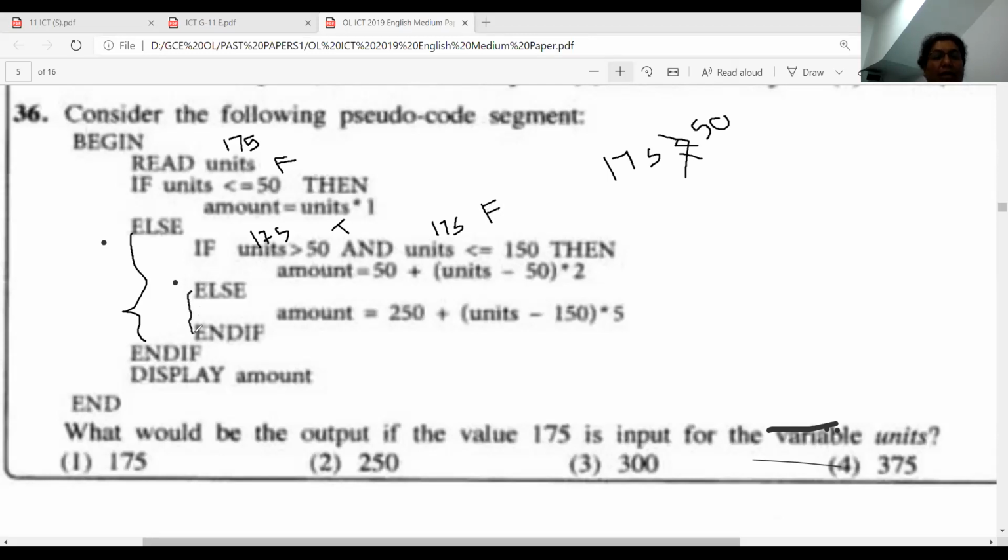else part. Here you can see 175 minus 150, it's 25. Then 25 into 5 is 125. Then 125 plus 350, it should be 375. Then my question is, when I replace this AND by OR, what will happen?